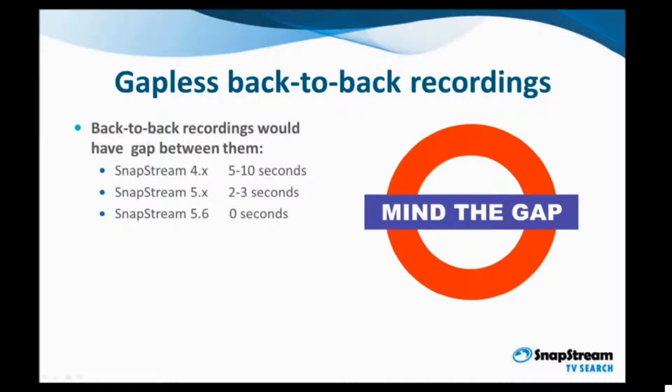Next is the gapless recordings. Back in SnapStream 4.x, in version 4, we had about a 5 to 10 second delay between recordings ending and starting again. In version 5, we cut that down to 2 to 3 seconds. Now, starting with version 5.6, we've got it to where it's completely gapless back-to-back recordings.